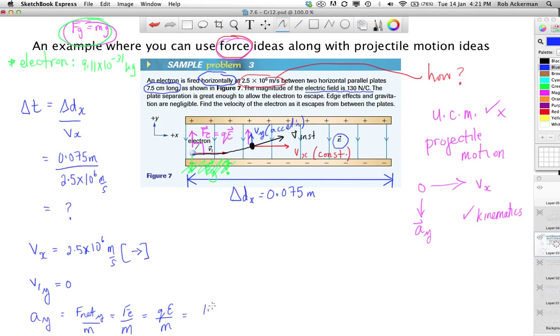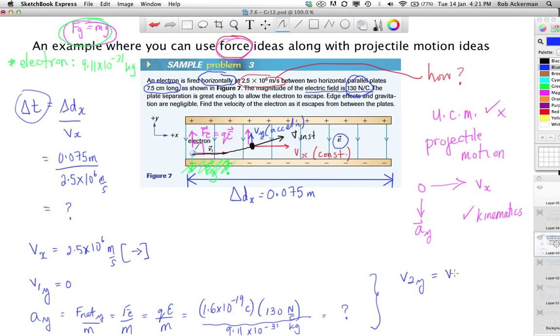So what do we got here? 1.6 by 10 to the negative 19 coulombs times 130 newtons for each of those coulombs. That'll give you newtons. Divide by 9.11 times 10 to the negative 31 kilograms and find your acceleration. Now what have you got? You've got v1y, you've got acceleration. From these two, you can find v2y because you also have time. v2 in the y direction equals v1 in the y direction plus a in the y direction delta t.